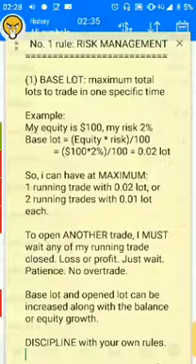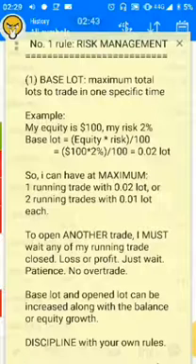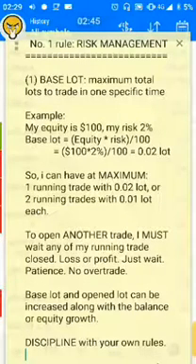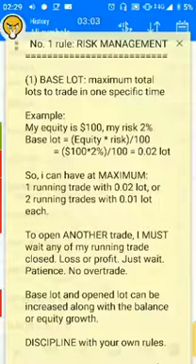I can have at maximum one running trade with 0.02 lot or two running trades with 0.01 lot each. Nothing more. To open another trade, I must wait until any of my running trade close, whether in loss or in profit. So at the end, my running trade always according to my base lot.